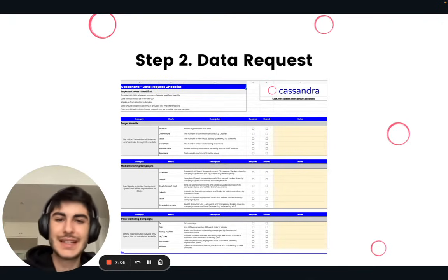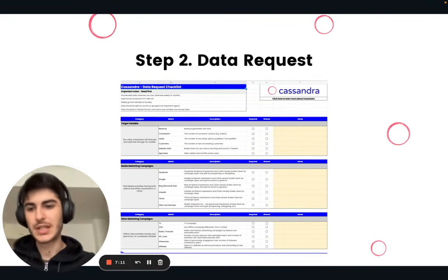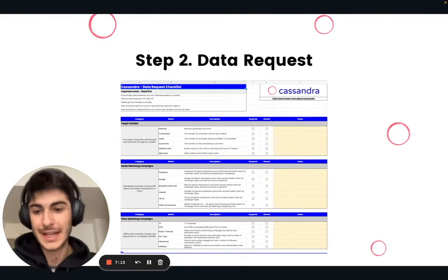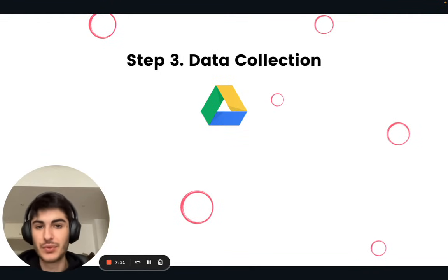Then we do a data request. So we basically sit down, we brainstorm what data we need to take out and collect in order to create a first model. And once we have it, we centralize it into a Google Drive folder.